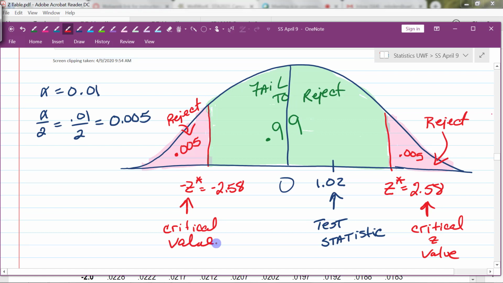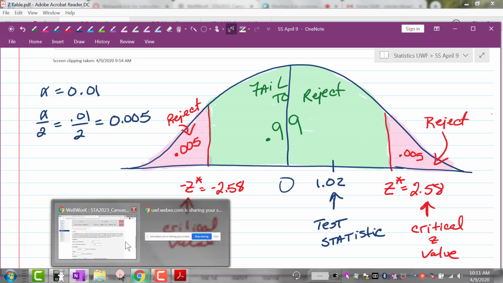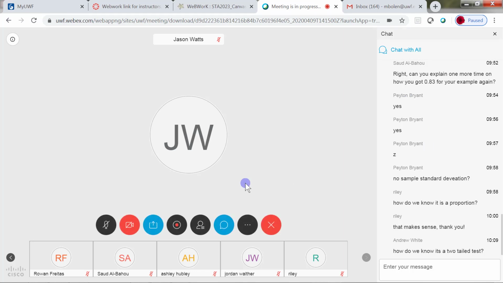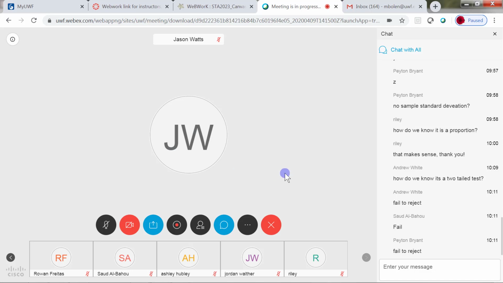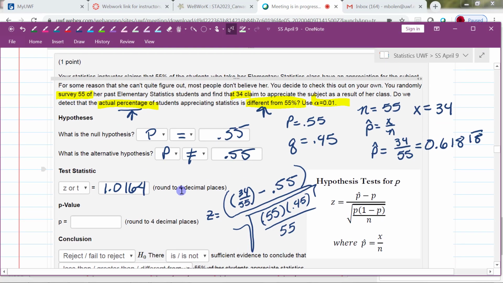Okay, so do we reject or do we fail to reject, everybody? Very good. Andrew, I just saw your question. I'm sorry that I didn't answer it earlier. We know it is a two-tailed test because of this one factor right here, because it says not equal to. Okay? It says we're looking for, is it different?